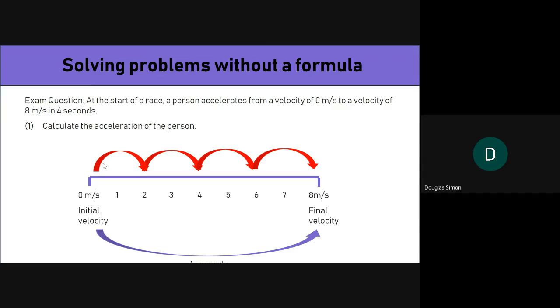So now what have we done? We've gone 2, 4, 6, 8 meters per second in 4 steps, in 4 seconds. 1 second, 2 seconds, 3 seconds, 4 seconds. So this gives us our answer. The acceleration is 2 meters per second squared, or 2 meters per second every second. If this takes 4 seconds, then it's going to take 1 second, 2 seconds, 3 seconds, 4 seconds. So we get our answer of 2 meters per second squared without ever having to use a formula. Let's look at one more example.